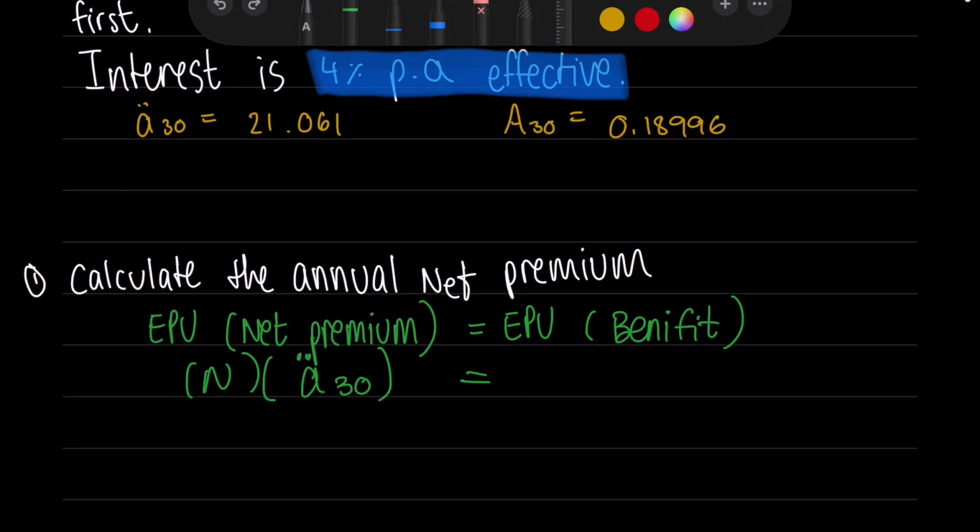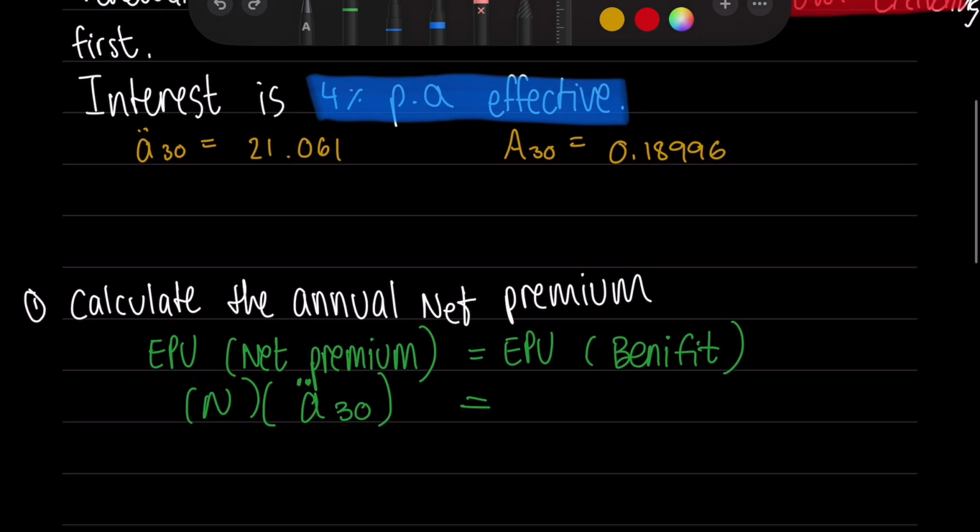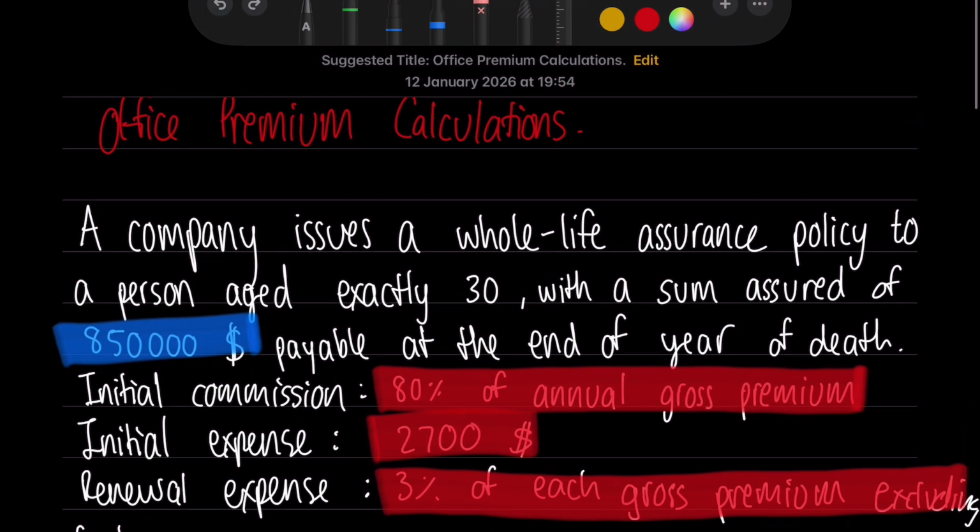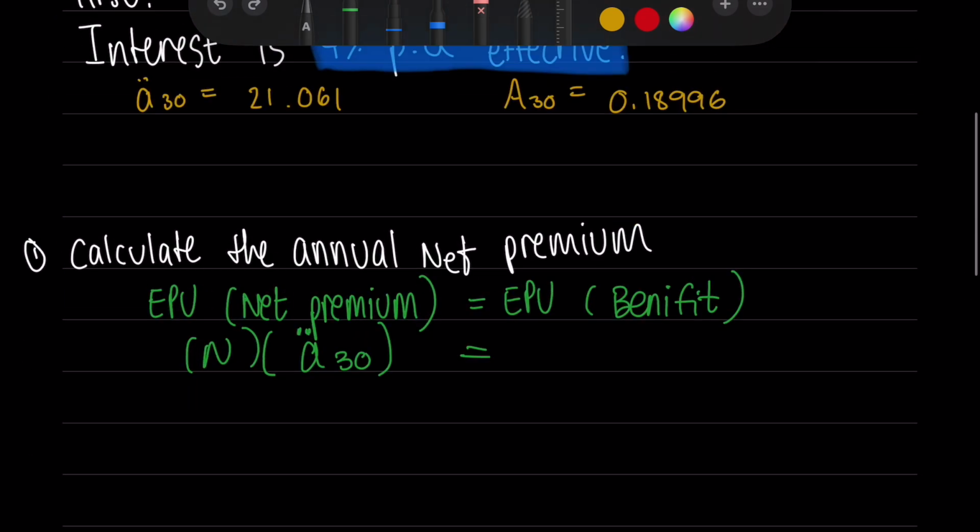You'd remember this notation, which we used in the expected present value of an annuity paid in advance. So it's following the same principle. And then on the right-hand side, to work out the expected present value of the benefit, the sum assured is 850,000.